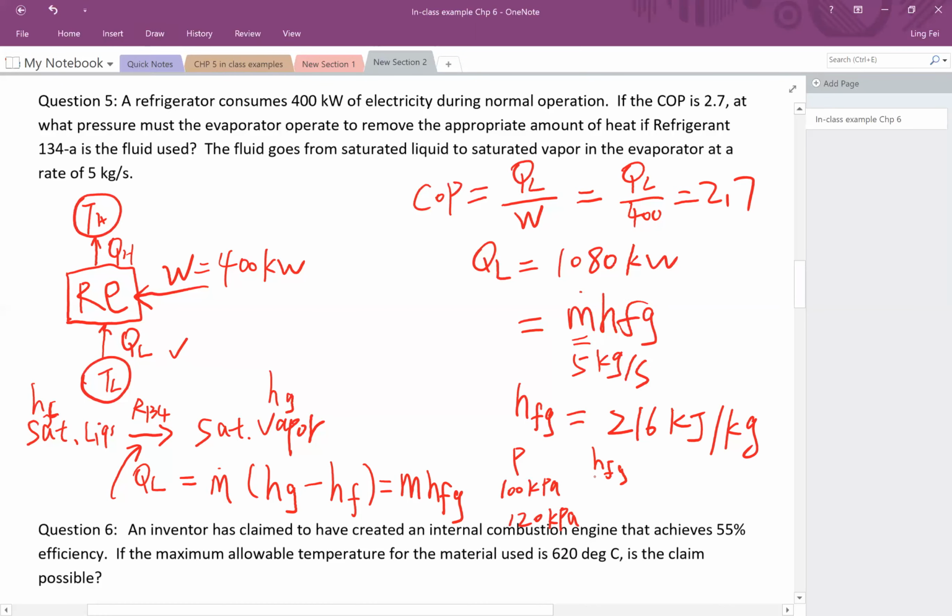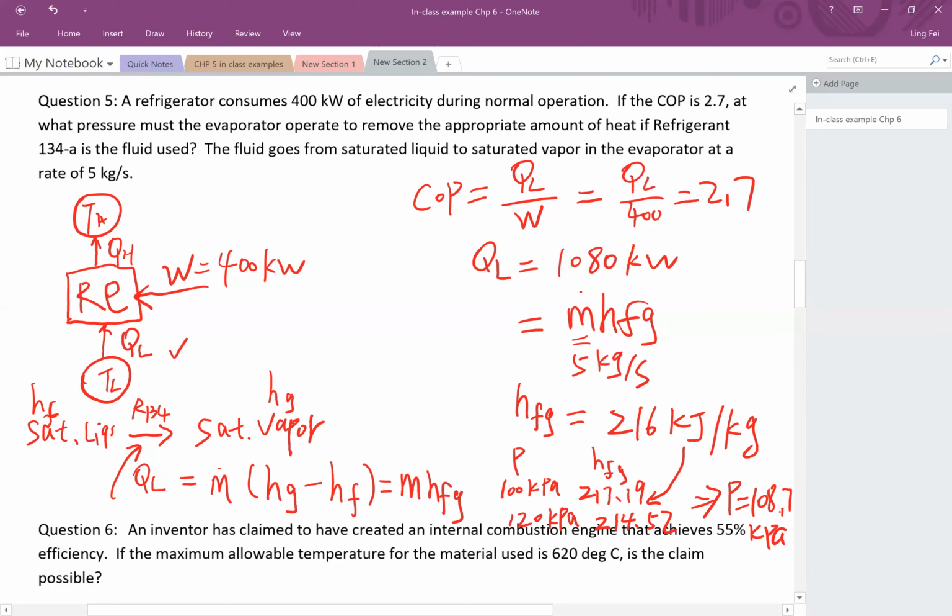So at 100 kilopascal, you have 217.19. That's your HFG. And at 120, you have 214.52. So this number is in between. So you can do the interpolation to find your pressure, which is 108.7 kilopascal. That's the problem.